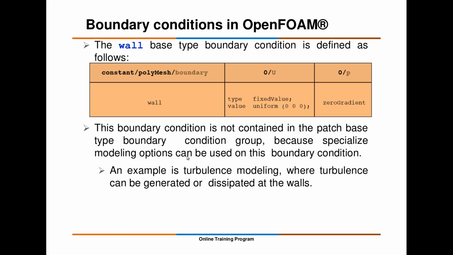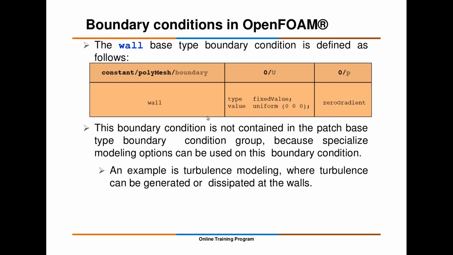This boundary condition is not contained in the patch base type boundary condition group, because specialized modeling options can be used on this boundary type. What it means is we cannot specify it as a patch condition and apply fixed value and all this. It goes wrong. Why? Because sometimes we want to look at, let's say, near wall modeling, like turbulence modeling. At that point of time, this wall is essential. So we cannot specify a patch and use this class of boundary condition inside the 0 and P folders.